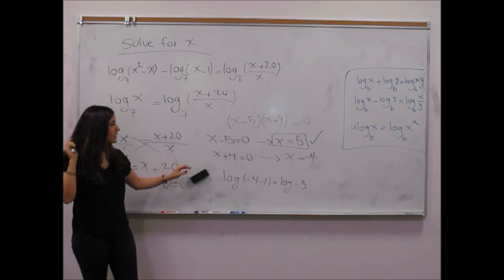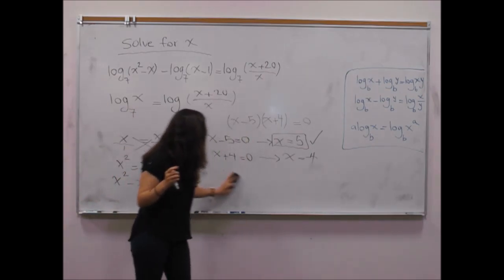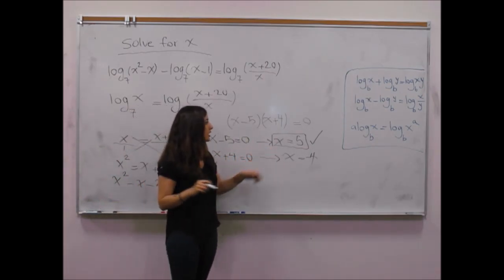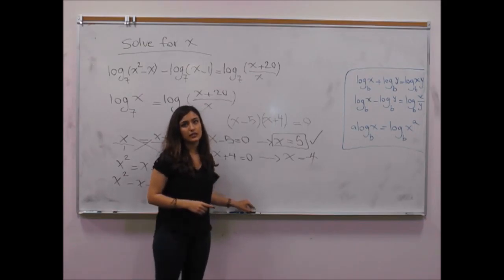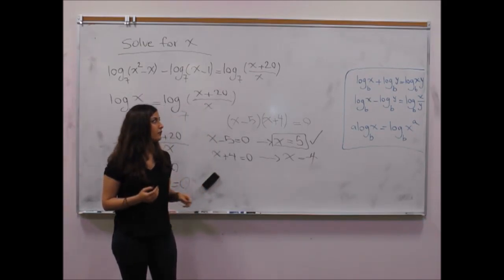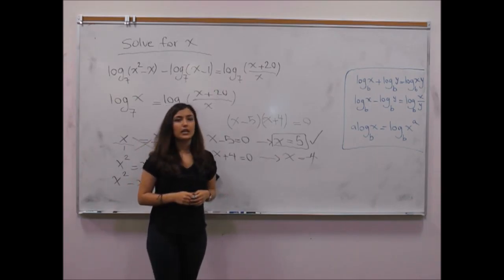So x equal negative 4 is an extraneous solution, and the only solution for this equation is x equal to 5. That's it for solving logarithmic equations.